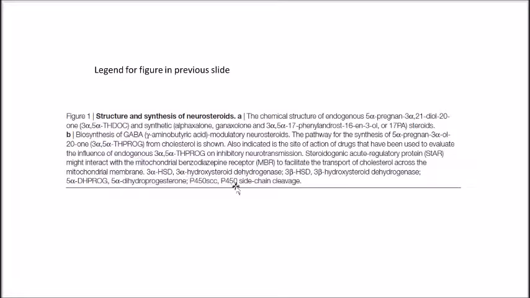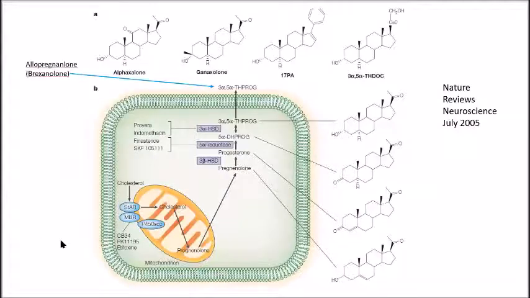This here gives you the legend for the previous slide. It might be intriguing to find that there are benzodiazepine receptors on the mitochondria of the neurons, so they're not just on the GABA neurons.